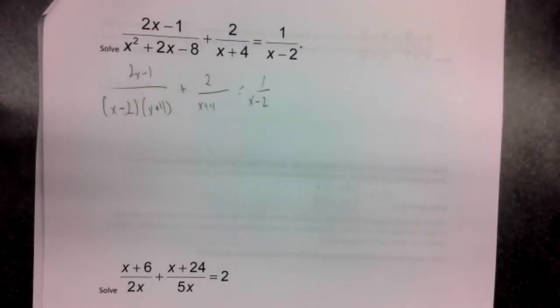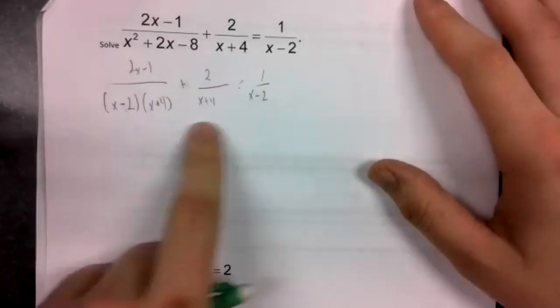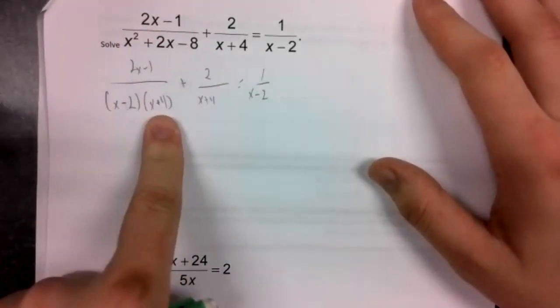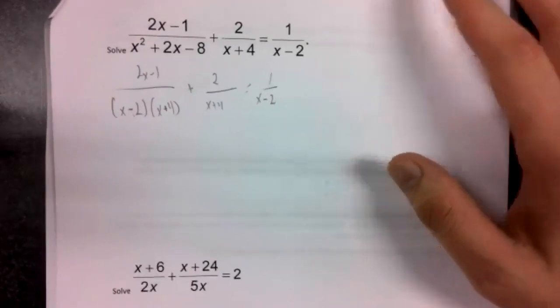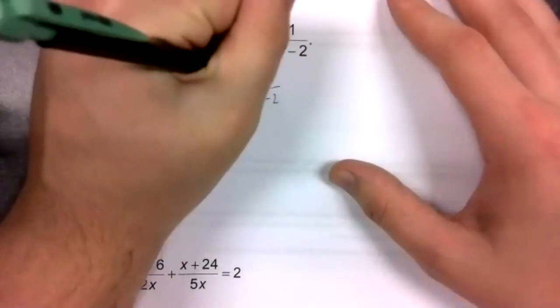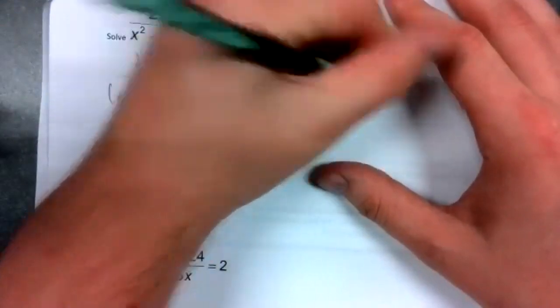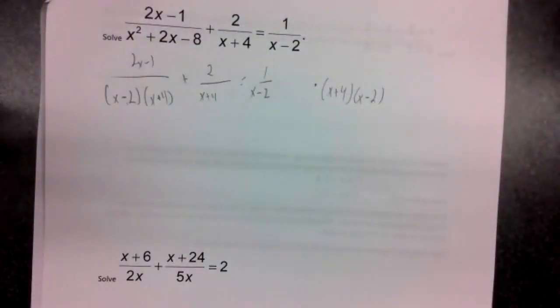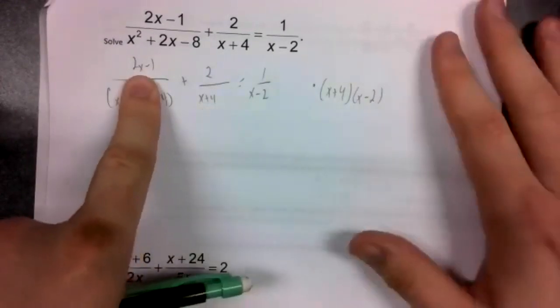Now we want to find our least common denominator. In this case, our least common denominator would be x minus 2, x plus 4. So I'm going to multiply everything on the left side by x minus 2, x plus 4, and multiply everything on the right side by x plus 4, x minus 2. So we're just multiplying both sides by x plus 4, x minus 2, and we're doing that on both sides. If I multiply this one by x plus 4, x minus 2, the denominator cancels. I get 2x minus 1.